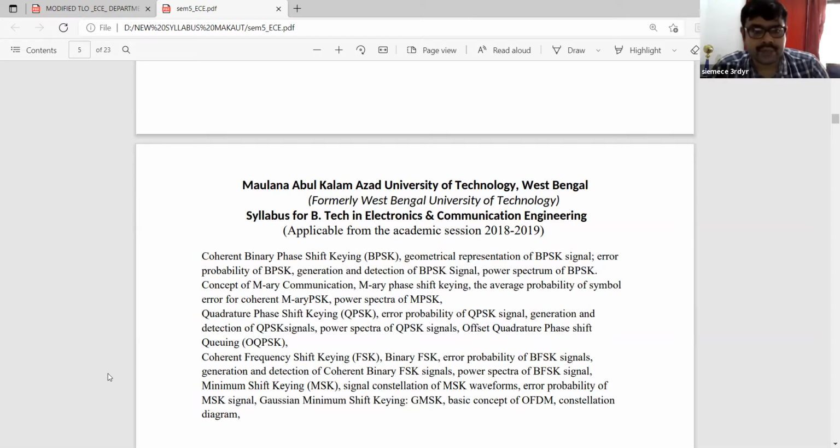So coherent binary phase shifting, BPSK, geometrical representation of the BPSK signal, error probability of the BPSK, generation and detection of the BPSK signal, power spectrum of BPSK, concept of M-ary communication. M-ary communication, phase shifting, the average probability of symbol error for coherent M-ary PSK, power spectrum of MPSK, different types of techniques that will be included here.